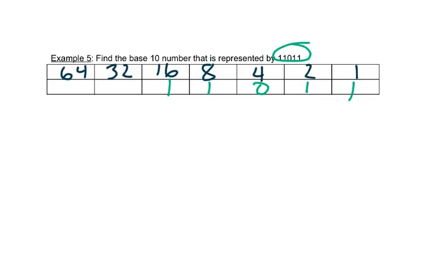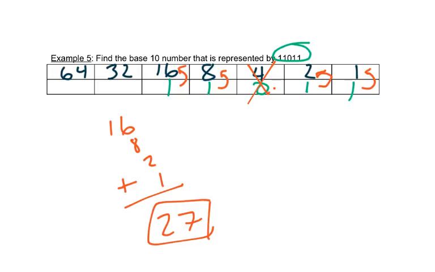Okay? So this number 1 is telling us that we have 16. This one is telling us that we have 8. This 0 is saying that we don't have a 4. The 1 is telling us that we have a 2. And the 1 is telling us that we have a 1. In binary, it's like a yes or no. It's just 2 options. 1 means yes, we have that number. And 0 means no, we don't have that number. So we add up the numbers that we have. 16 plus 8 plus 2 plus 1. We get 27 as our number.